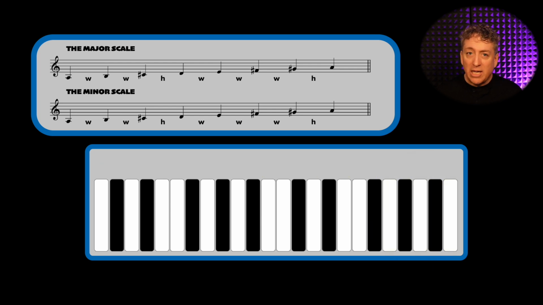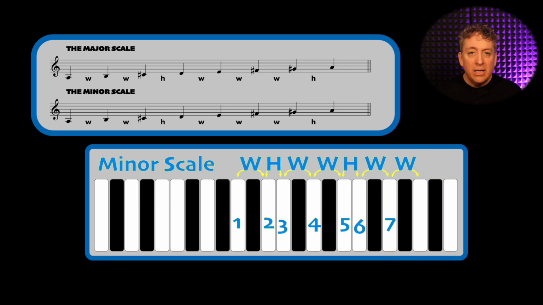Now, the minor scale is a little different. It's got a lowered third, a lowered sixth, and a lowered seventh compared to the major scale. And the whole half combination is whole, half, whole, whole, half, whole, whole. The minor scale, again, takes the third, sixth, and seventh notes of the major scale and lowers them by a half step each. So that's the difference between a major scale and a minor scale.